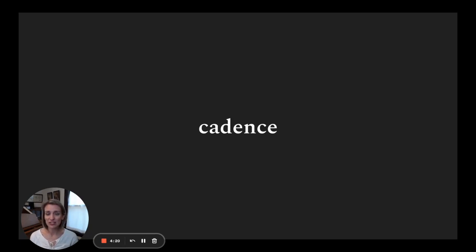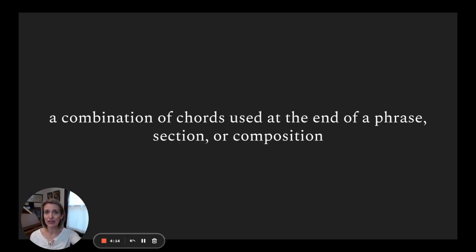The simplest definition of a cadence is just that it's a particular group of chords, a combination of chords. Our specific AIM definition is that it's a combination of chords used at the end of a phrase, section, or composition. So you can look at the end of any of your pieces and see, does it have a 5-1 or a 4-1, something like that.